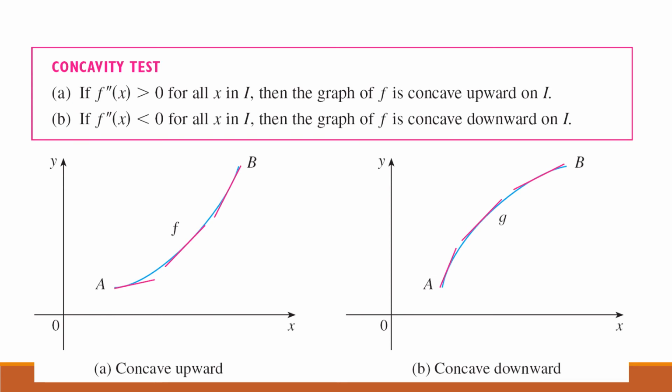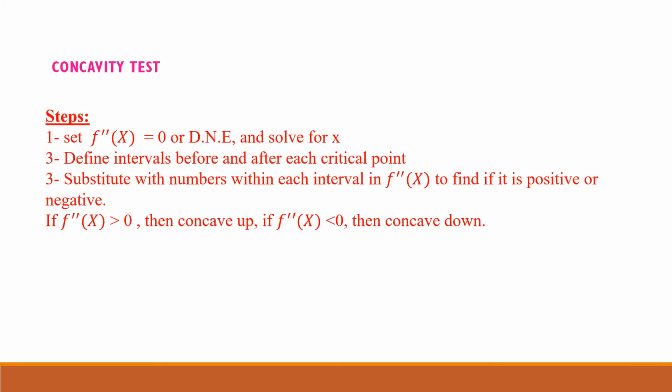Alright, how to do it using the derivative? Well, if the second derivative is positive, then the graph is concave up. If the second derivative of x is negative, then the graph will be concave down. So here are the steps.